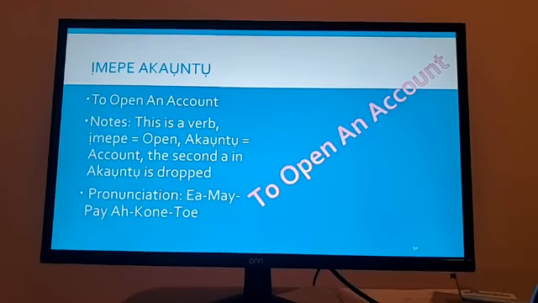Okay, to open an account. You already know what the word account is. Ah-Koen-Toe. And to open it, the verb, you would use imepe. So it becomes imepe Ah-Koen-Toe, to open an account.